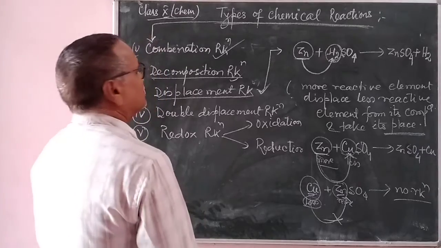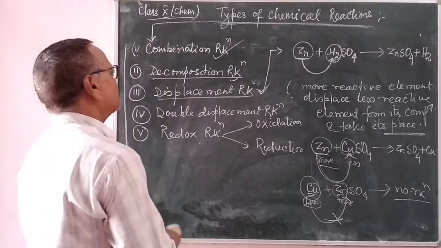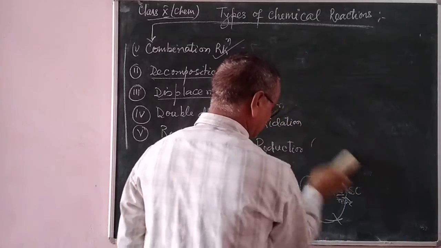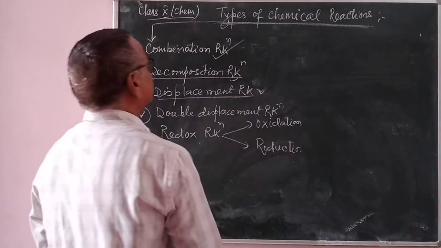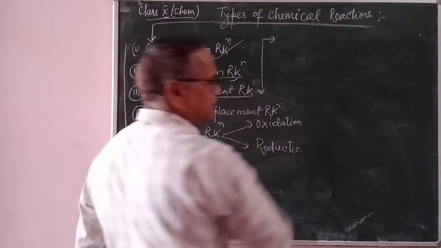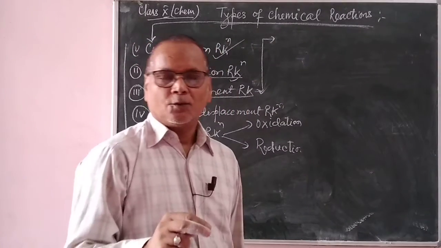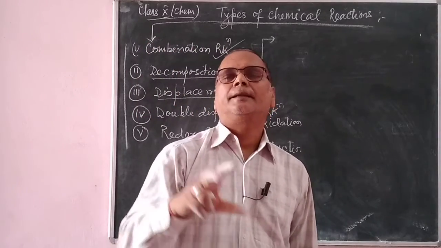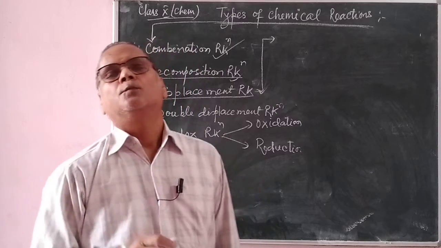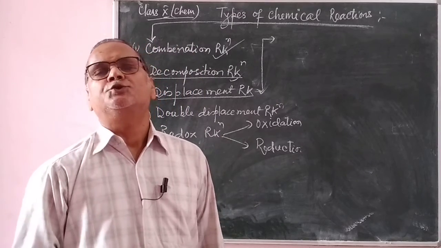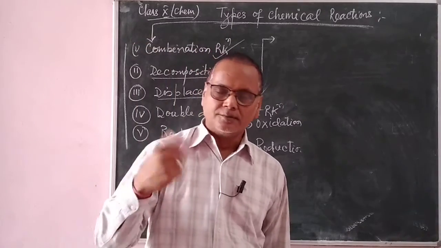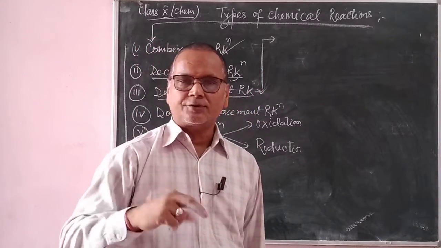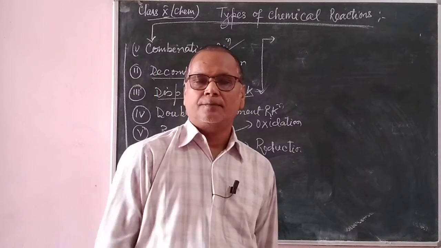So now we will go to the next, double displacement reactions. Double displacement means each one displaces the other. Suppose in a game a player becomes injured, then that player comes out and a new player takes his place. So this is actually double displacement.